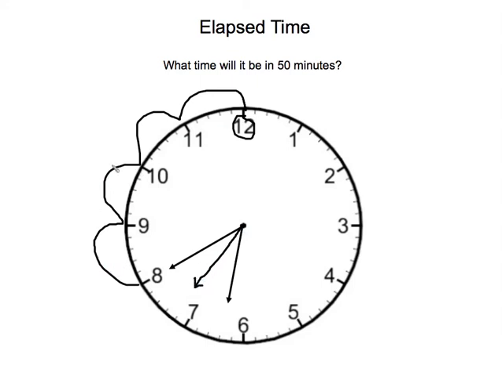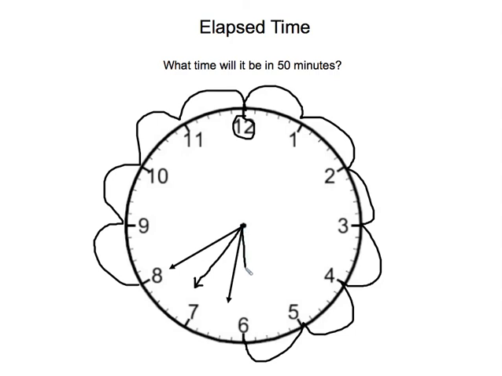I've gone 5, 10, 15, 20 minutes. I'm going to keep going until I get to 50. 25, 30, 35, 40, 45, 50. I'm on the 6, so my minute hand is now pointing down at the 6. That means, since I moved hours, I'm now at the 7 o'clock hour, and it will be 7:30.